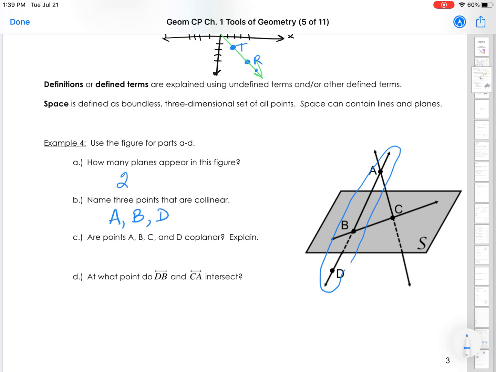Are points A, B, C, and D coplanar? A, B, C, and D. Well, A, B, and D definitely have to be because they're on the same line, so they're in the same plane. Is C also in that same plane? And the answer is going to be yes. And they're all lying on the plane ABC or ADC. You can label it a few different ways, just using 2 of the letters from the line and C included.